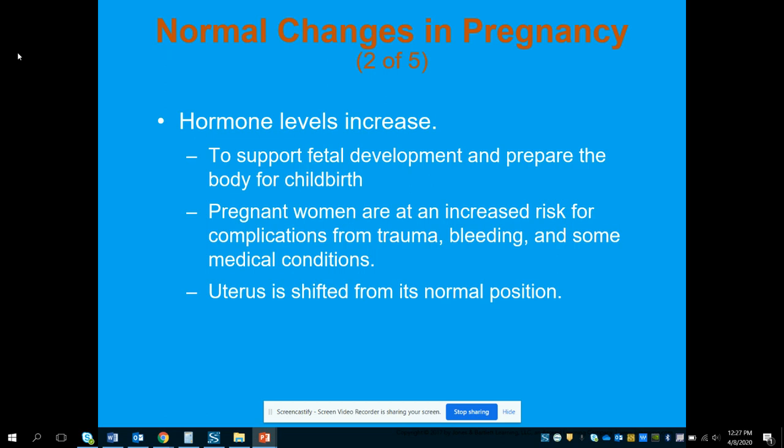And the uterus itself is shifted up from its normal position, making it kind of the point of gravity or the center of gravity. And so that means if you fall or anything like that, that's most likely where you are going to land. And so that's very dangerous for the mom and for the baby. The risk for trauma also increases with car accidents and things like that.